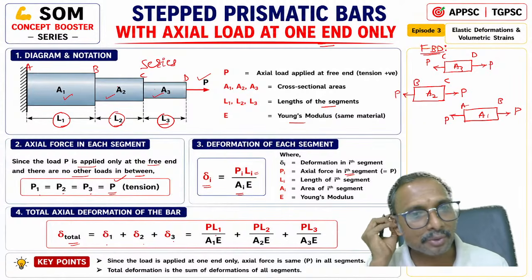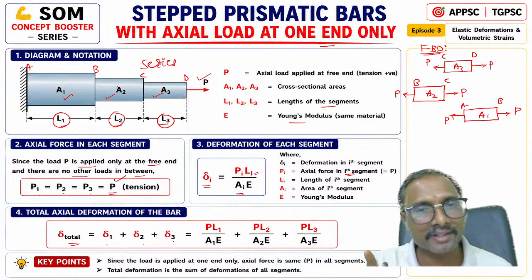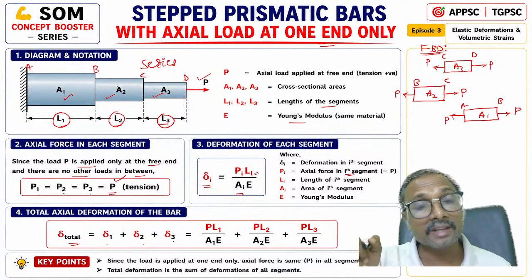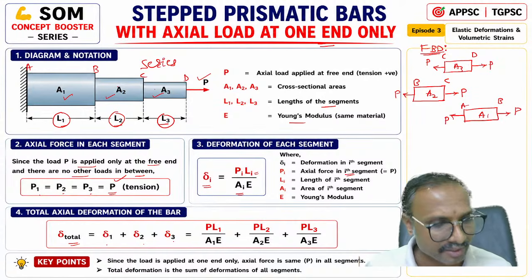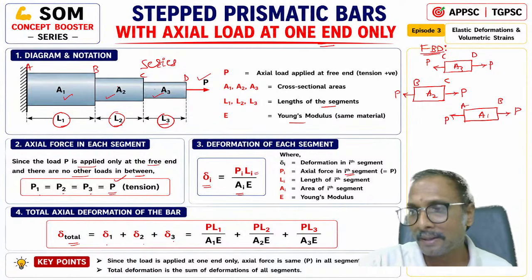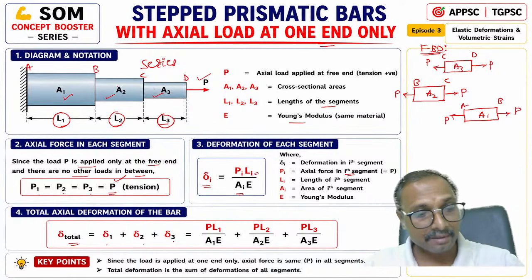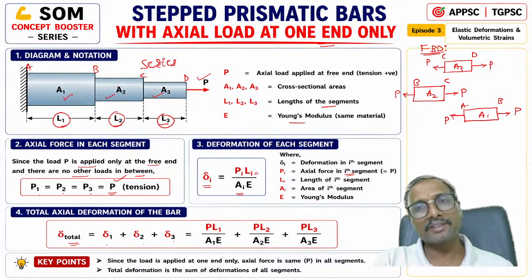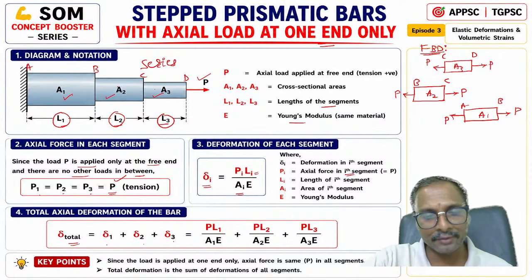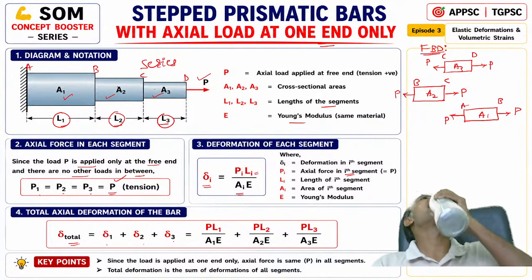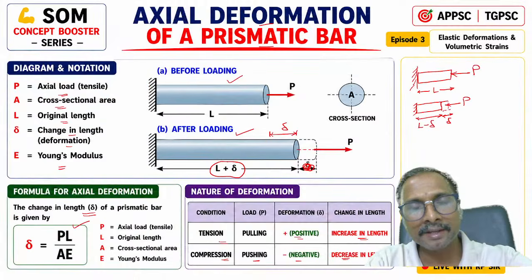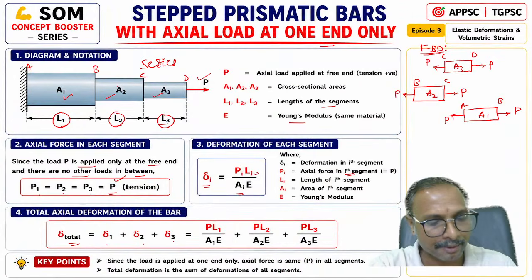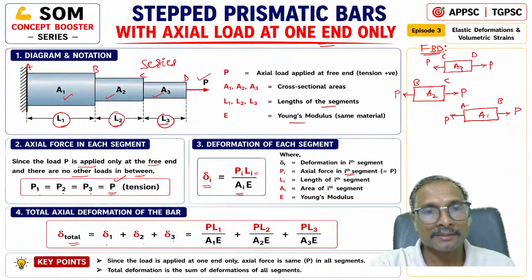Okay, that is what you are having. Load is applied only at one axial end. Then the axial force in all segments will be the same, right? Total deformation is the sum of all the segments, right? Is this point clear, everyone? Stepped bars with axial load only at the one end. Is that clear, everyone? Prismatic bar, stepped bar. Clear, everyone?